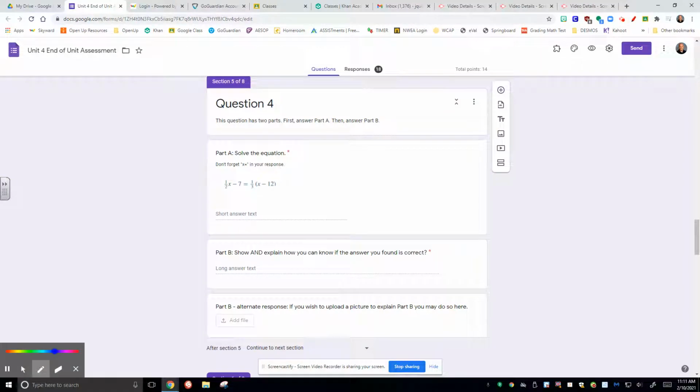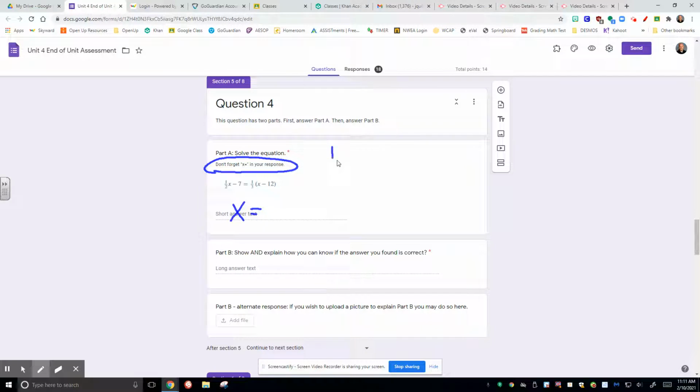Question 4, we're supposed to solve the equation and then show or explain how you know if the answer you found is correct. When I look in here, one of the most common mistakes is people are not saying x equals. So when you actually write your answer, you have to start out with x equals and tell me what that is. When we solve the equation, I'm just going to give you a hint on your first step. I have a couple of suggestions.